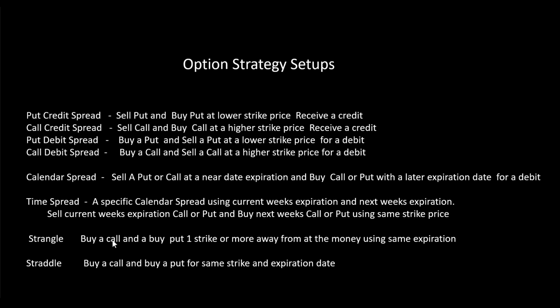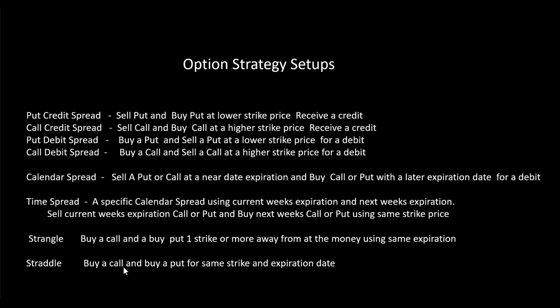And a strangle, you're buying a call and buying a put one strike or more away from the money using the same expiration date. That's a strangle. So if the stock was trading at $100, you'd buy a $101 call and a $99 put. That's how you create a strangle.